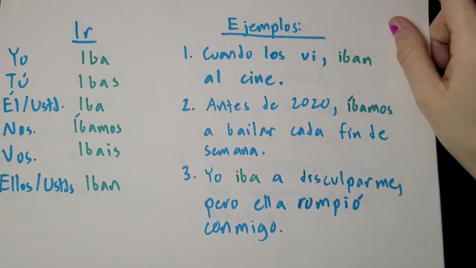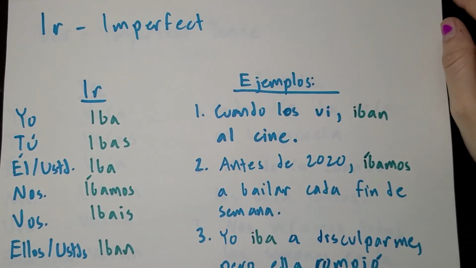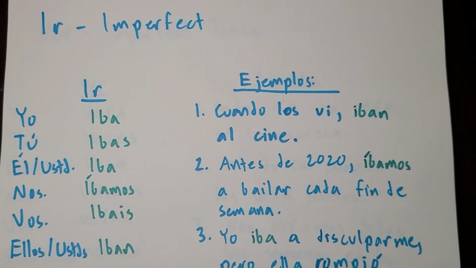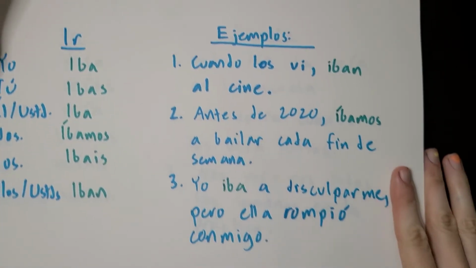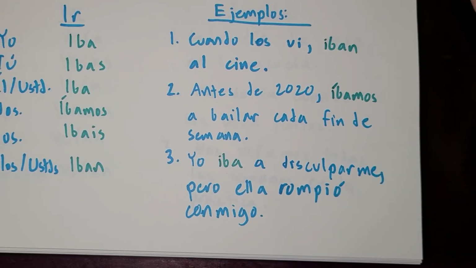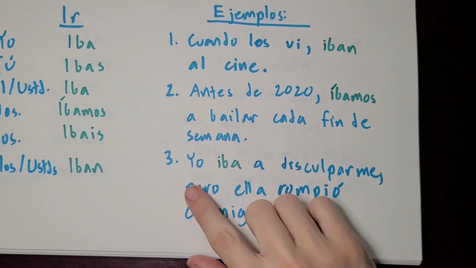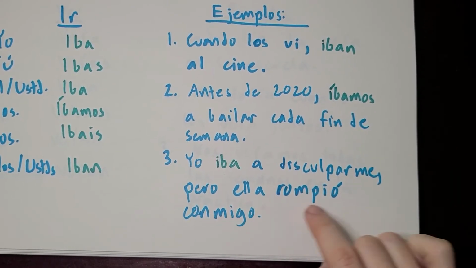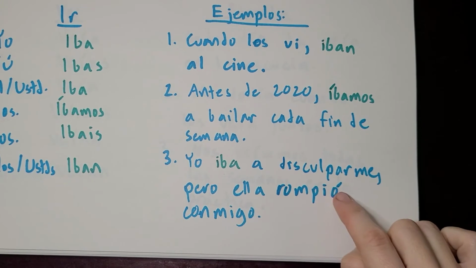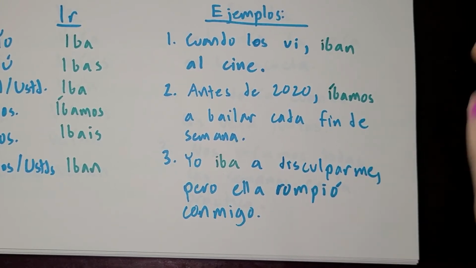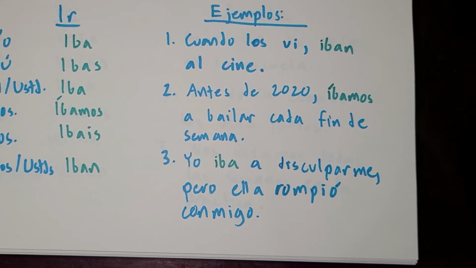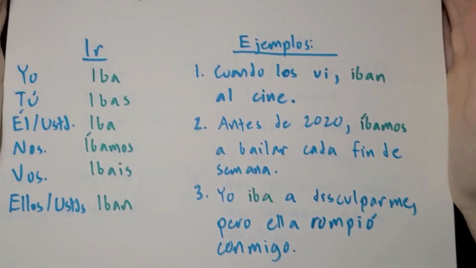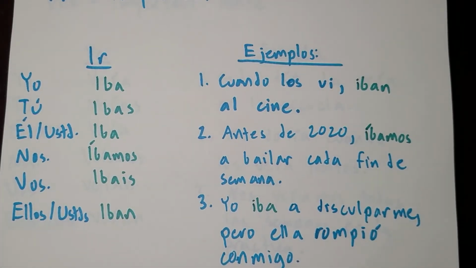When you use the imperfect tense, you can use ir to talk about things that you were going to do. And whether you got to do them or not, you can tell the person. But this happens all the time, right? So this is a really, really useful way to use this word. So yo iba a disculparme, pero ella rompió conmigo. I was going to apologize, but she broke up with me. You can say, yo iba a decirle la verdad. I was going to tell her the truth, but I never got the chance. So remember, use ir in the imperfect tense to say things that you were going to do.